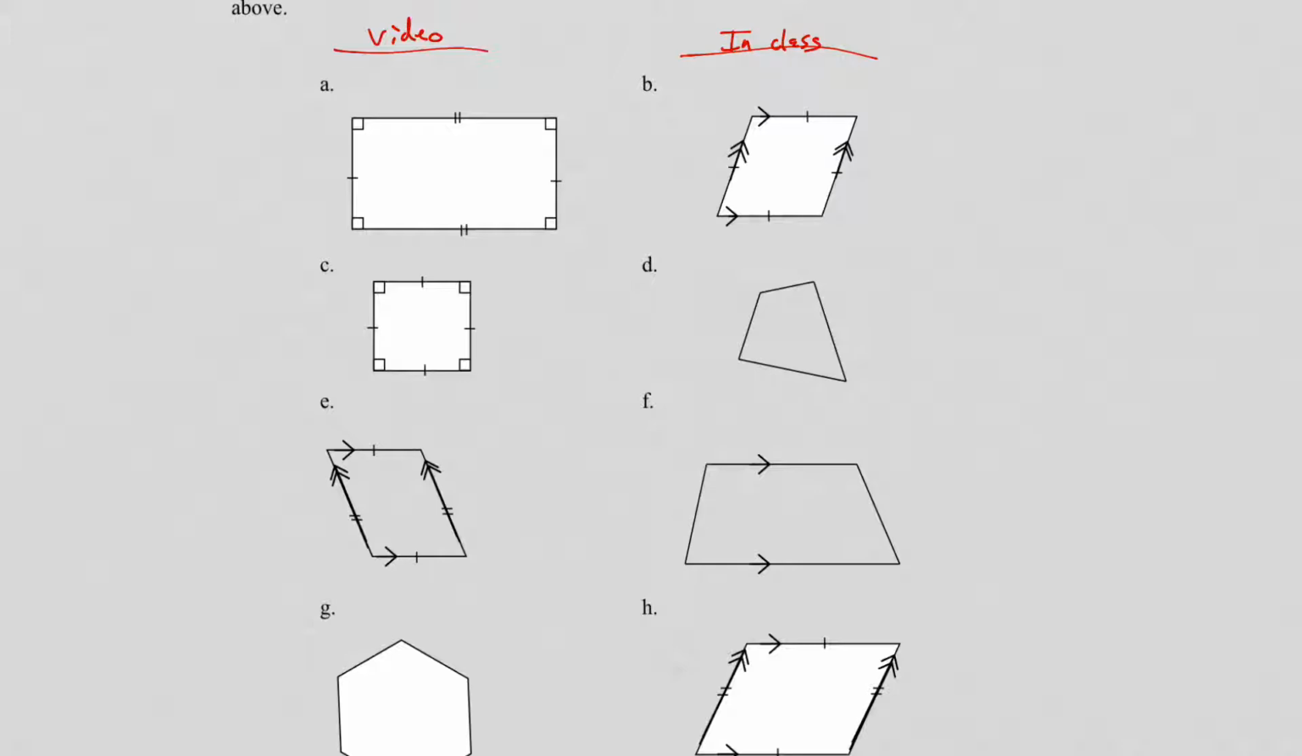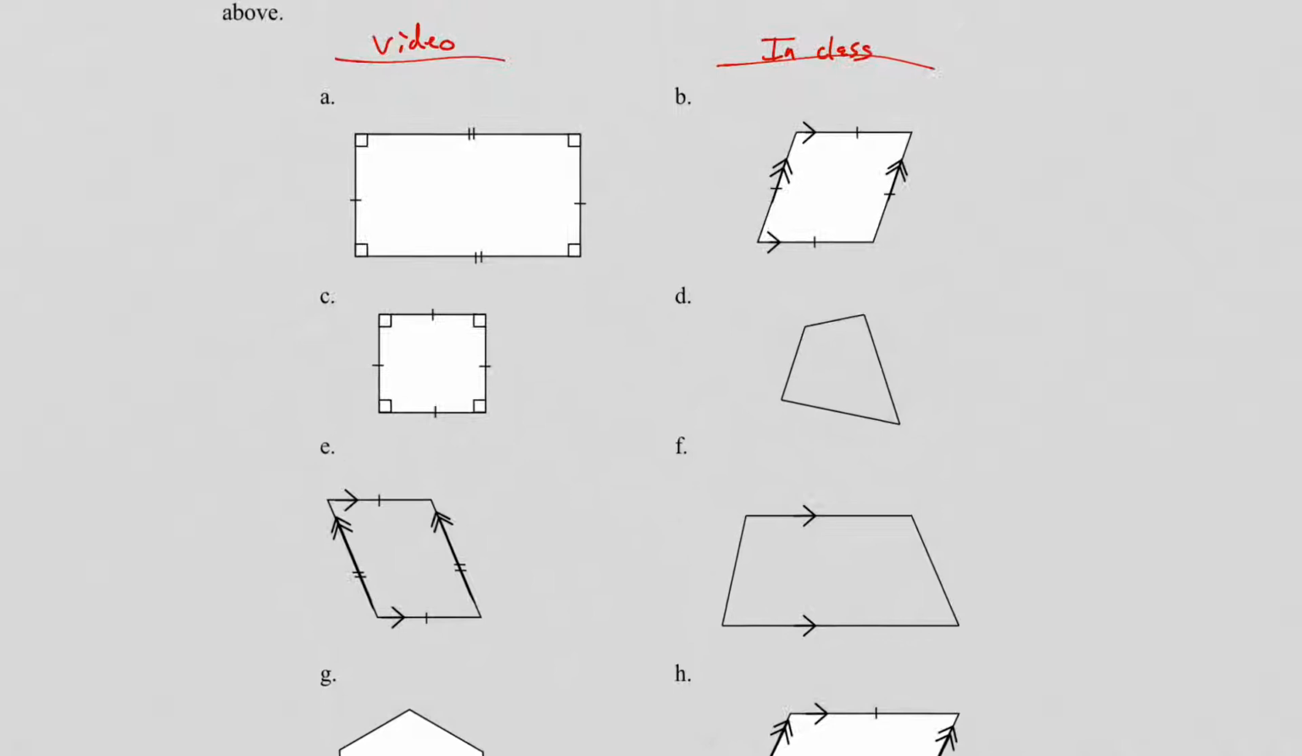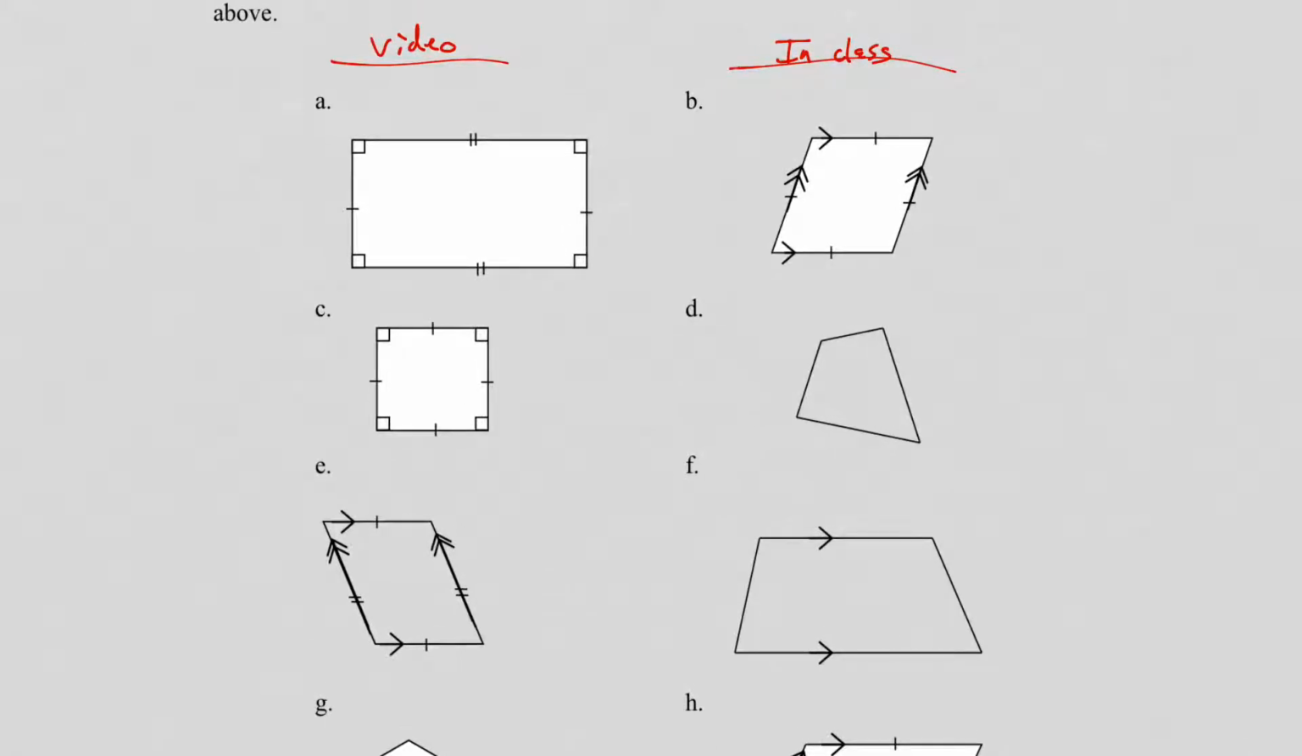So the first one, this meets the requirement of a quadrilateral. So I'm going to put a Q for quadrilateral. This also meets the requirement of a parallelogram. And this is also a rectangle. Okay, which I'm going to abbreviate with RE.